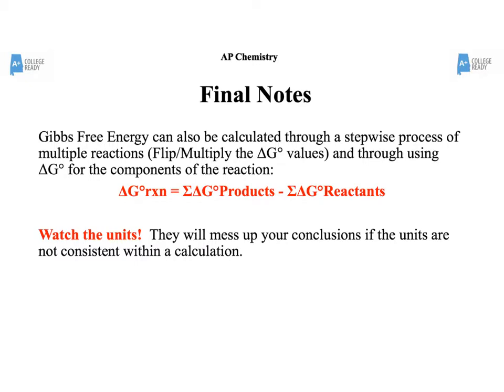A couple of final notes. There's another way to calculate delta G. You will find several delta G calculations on your equation sheet. Here's another one. You can calculate delta G using the summation process. Delta G of the reaction is the sum of the delta G of the products minus the sum of the delta G of the reactants. You can do it that way, just like we've done for H and S. You could also do it through a stepwise process where you have to flip and multiply your delta G's. So we've been doing this with enthalpies and entropies, and now you might have to do it with delta G's. Works exactly the same way.